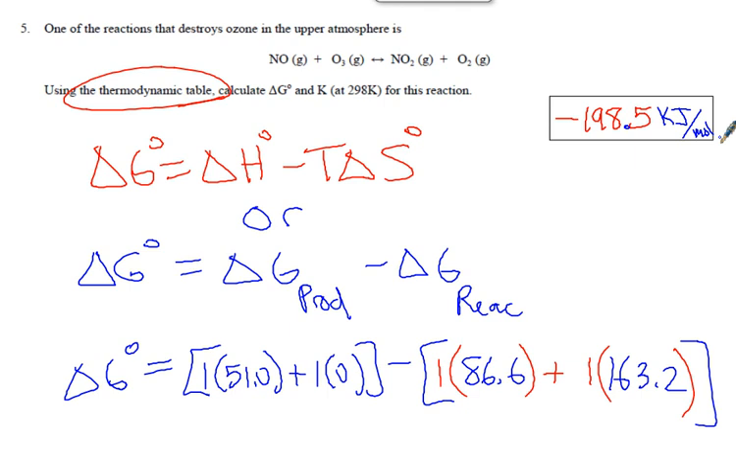Delta G's and delta H's are almost always in kilojoules because they end up being very large values, like thousands of joules. So they just get switched to kilos. S values, how much it's shifting, how organized it is, tend to be rather small, so they end up in joules. And then because you're subtracting them, you change the S's into kilojoules just so you can do the math.